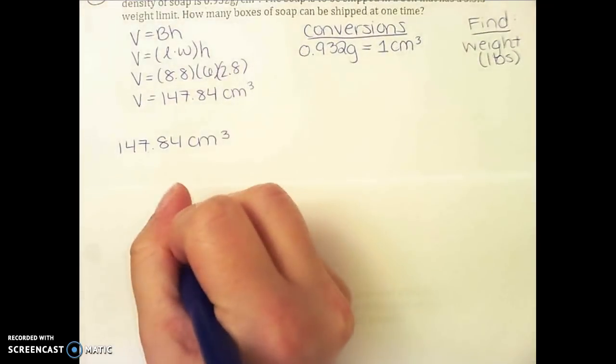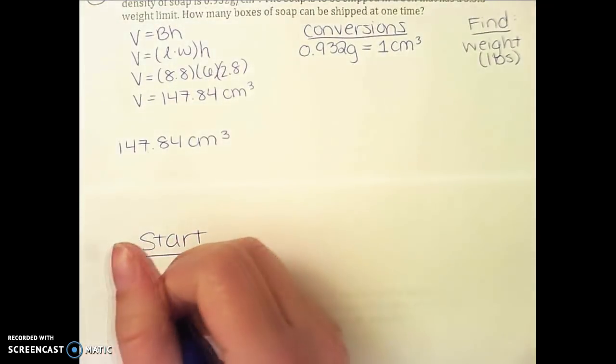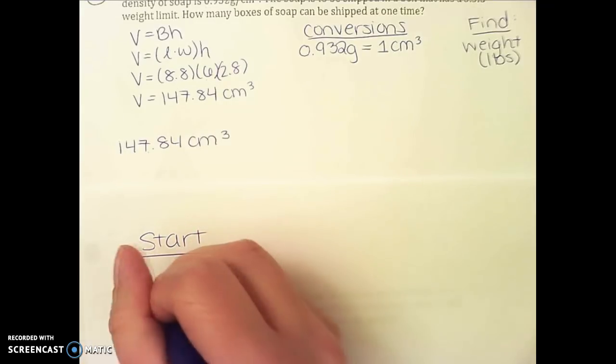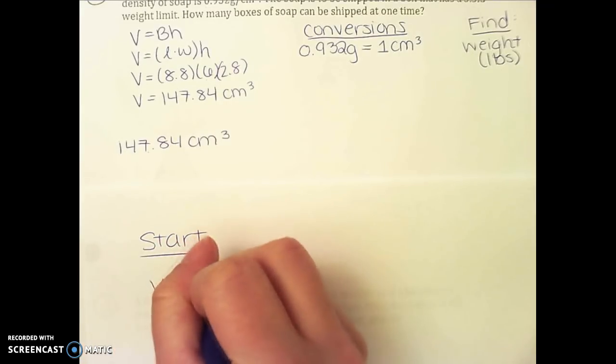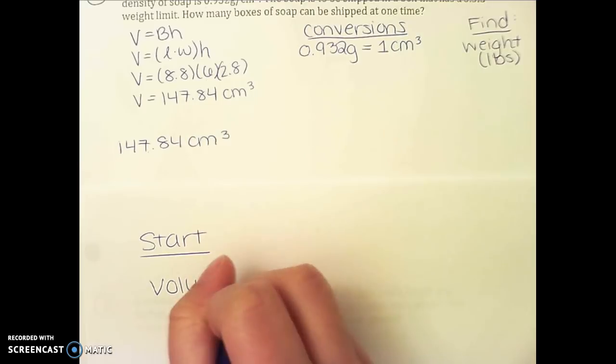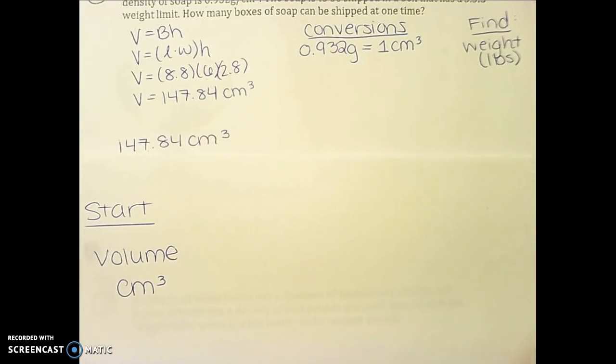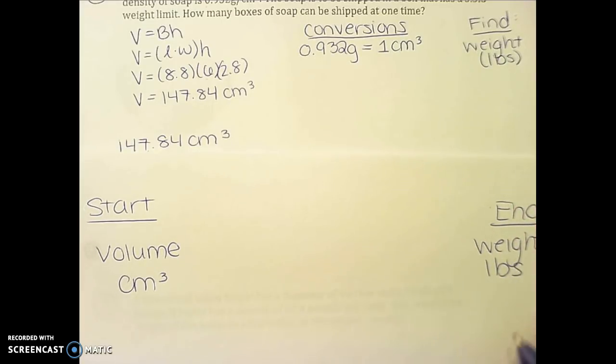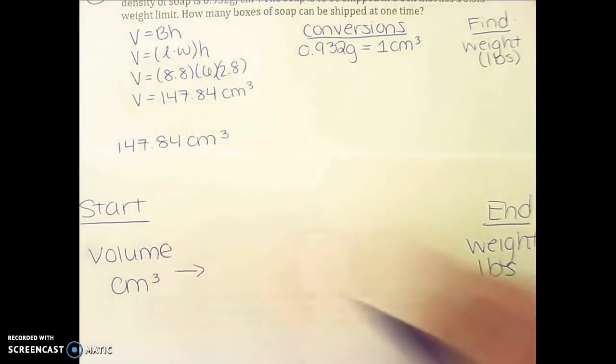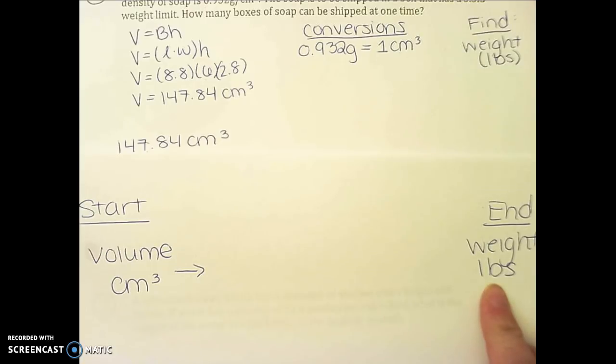So we are starting over here with our volume in centimeters cubed. We know that we want to end with a weight in pounds. Okay, so the whole idea is that I have to connect the dots using my different conversion rates. I have to get from centimeters cubed to pounds.